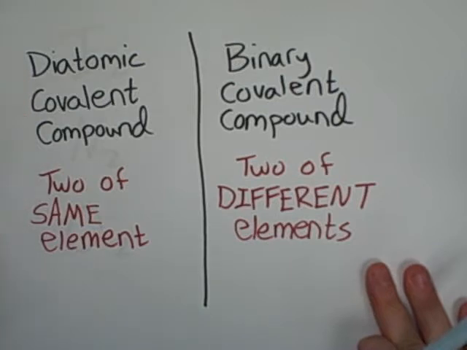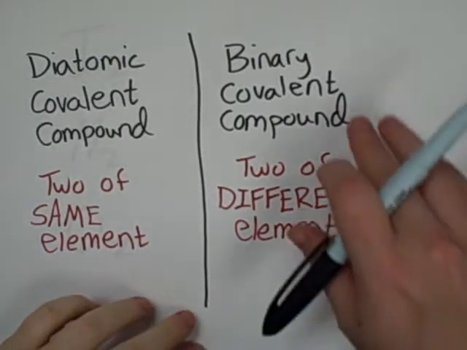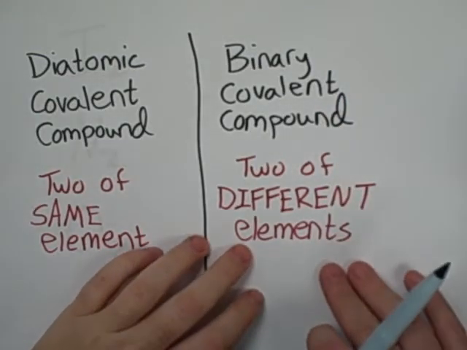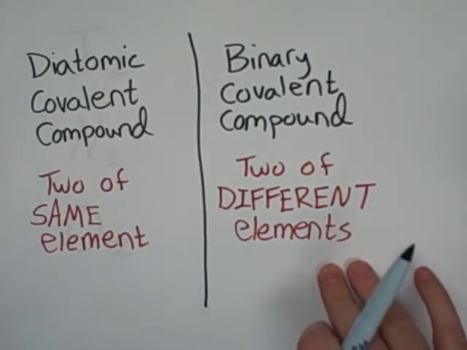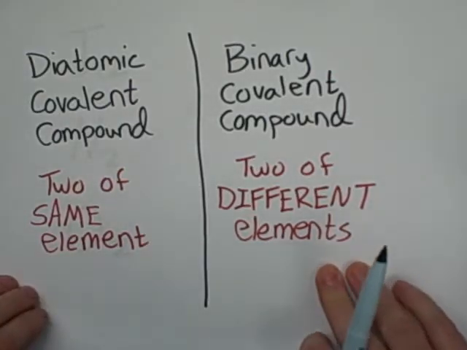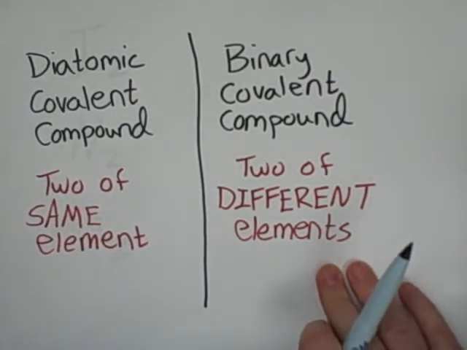The diatomic means two of the same element. And then the binary is two different elements. And they're all going to be non-metal elements. Now the diatomic covalent compounds, there's only 7 of them.